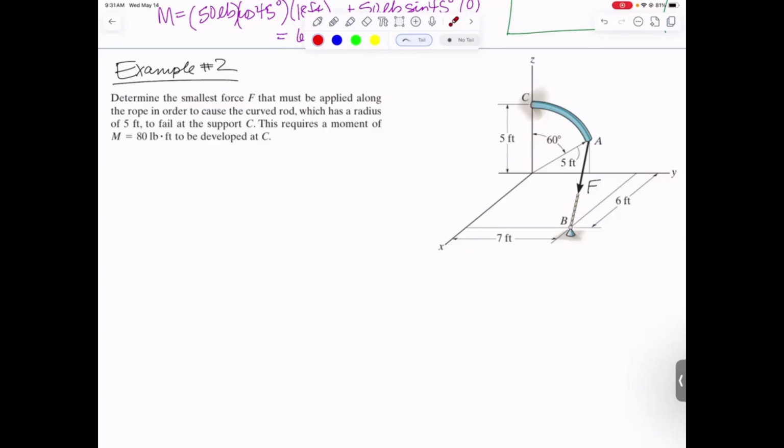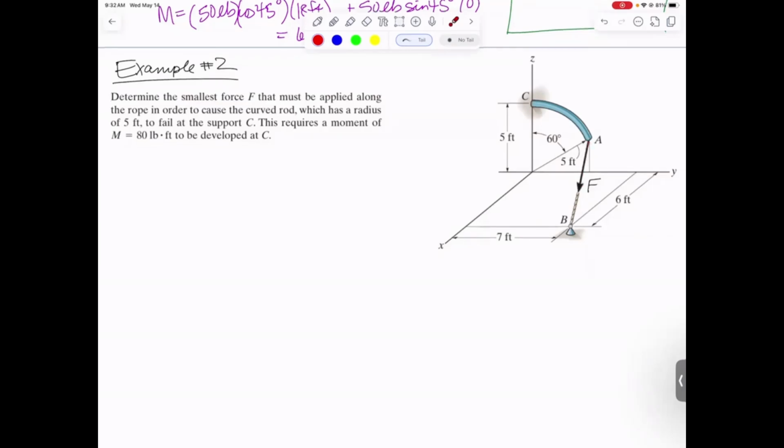And what that means is that we need a total moment of 80 pound-feet to be developed at C. That's probably based on the size of this bar and the material that it's made out of. So somehow we've got to figure out how big of a force will give us a moment at point C of 80 pound-feet. So let's go through this really slowly. This is a difficult problem, but we can do it.